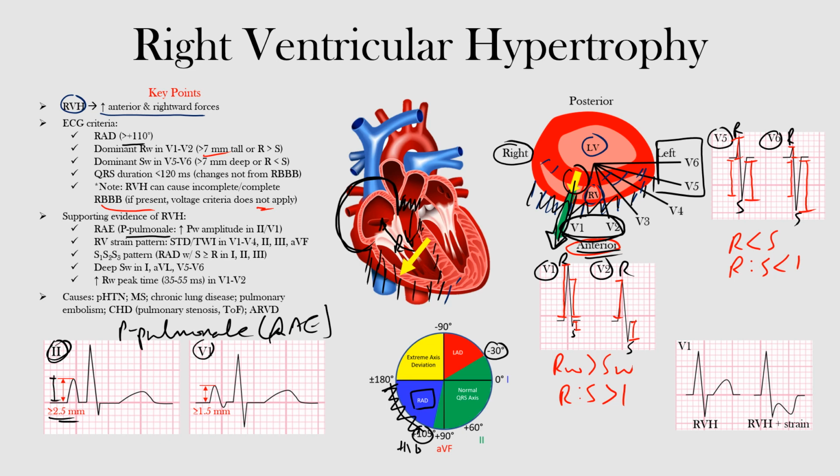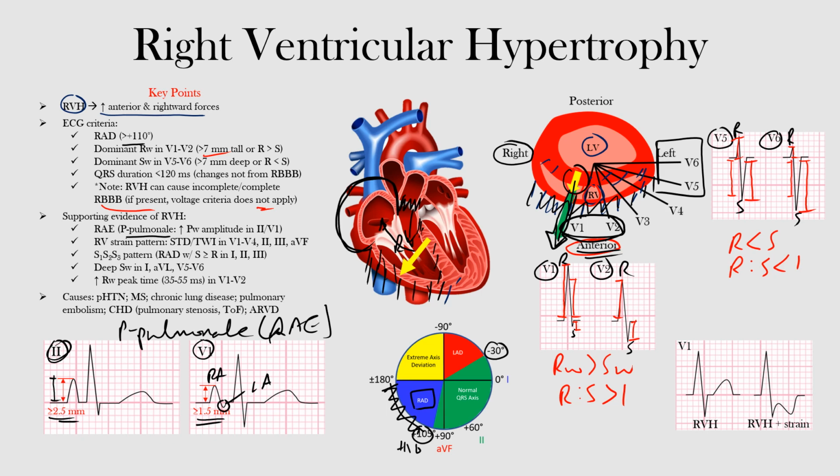And then in V1, we want to look at the initial P wave deflection of these biphasic P waves. Remember, this latter portion represents left atrial depolarization. We're looking at the initial portion. In such cases, we want it to be at least 1.5 millimeters or greater. So that's P pulmonale. And remember, pulmonale, think of lungs, pulmonary, and oftentimes the causes of right atrial enlargement are a consequence or secondary to lung issues.